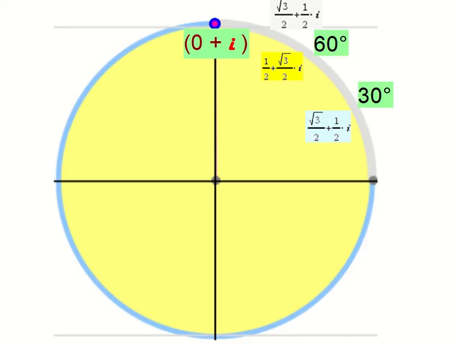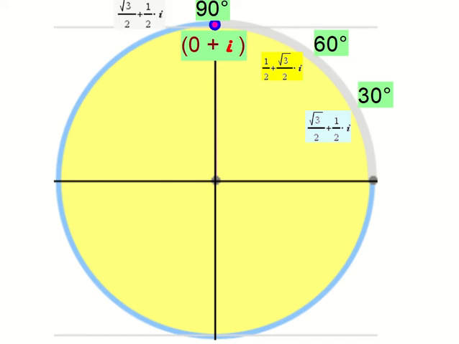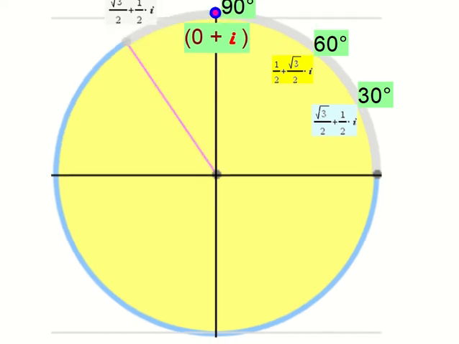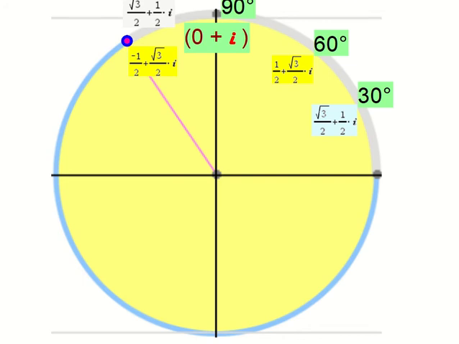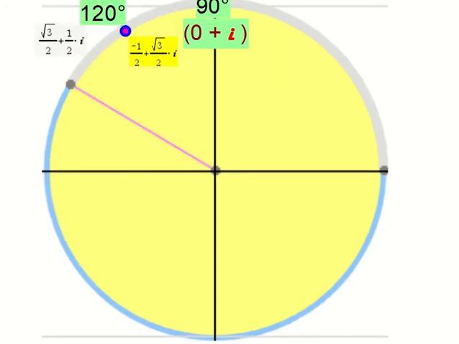And 90 degrees is the point 0 plus i. Now, 30 more degrees, multiply this point times i, and I come here. And that is the coordinates of this point at 120 degrees. Now we start the process again. I take this point and rotate it another 30 degrees.